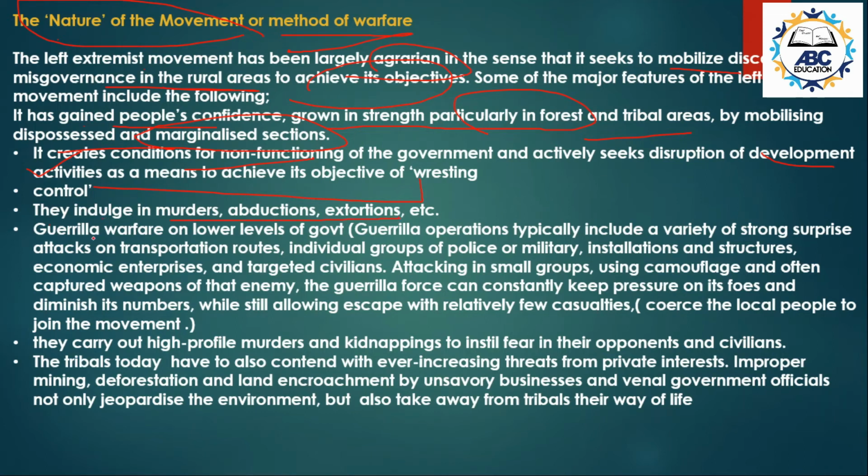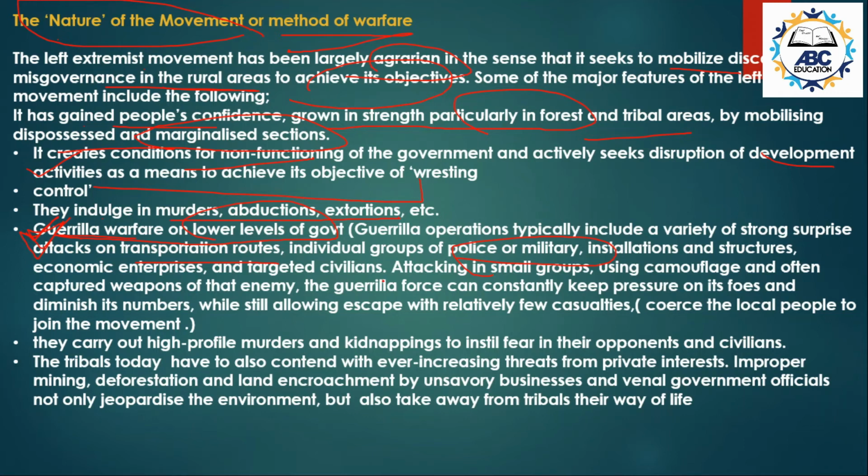Okay, then they carry out the guerrilla warfare. What is guerrilla warfare? Actually on the lower levels of the government में जो officers या जो security personnel होते हैं, उन पे ये guerrilla warfare करते हैं. This is their main step, or this is their main warfare what they carry out. What is guerrilla? It is a kind of a strong surprise attack. Okay, जो आप ये करते हैं Naxals on the transportation routes, individual groups of police or military जो वहाँ पे डिप्लॉयड होती है in order to tackle the Naxal problem, उनके ऊपर they carry out the guerrilla warfare.